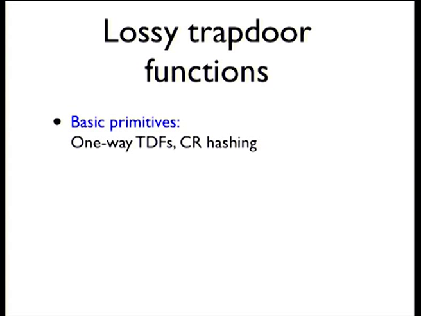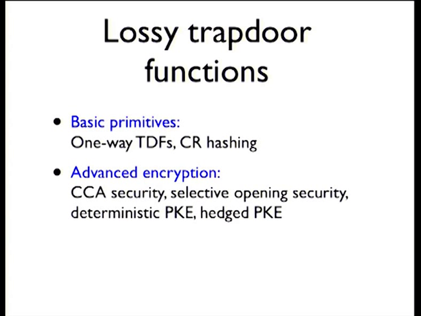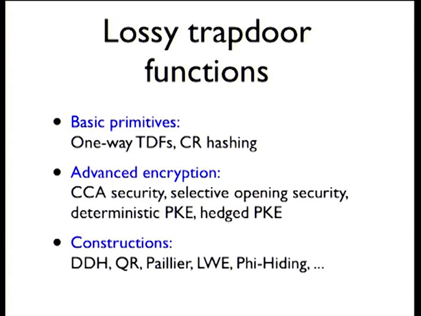Okay? And it has a couple of implications. It implies, of course, one-wayness, because once you switch to the lossy mode, there is not enough information left in f of x to recompute x. So you can easily show that it implies one-wayness. It also implies collision-resistant hashing. But it also implies a couple of advanced primitives, such as CCA-secure encryption, selective opening security, deterministic encryption, and hedged encryption. There are constructions known from DDH, QR, Paillier, RSA, LWE, and the phi-hiding assumptions. A bunch of constructions are known.